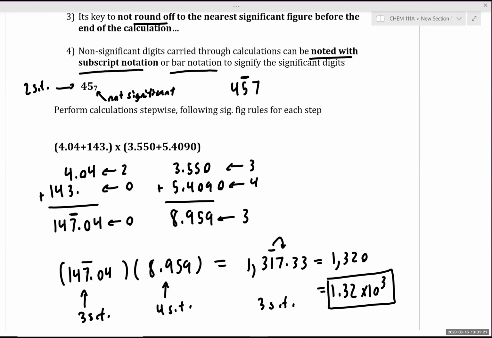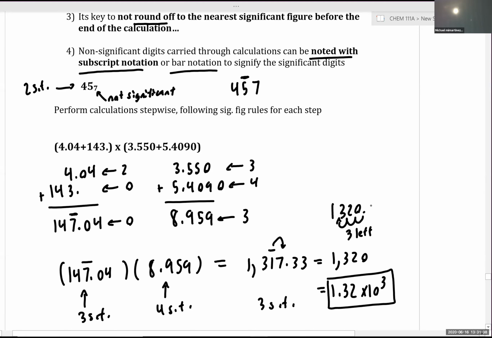Yeah. Perfect. I'm not understanding how we got the 1.32 times 10 to the third. So 1,320, if we move our decimal point to get a number between 1 and 10, we move it 3 spaces to the left, and that in turn gives us a power of 10 to the third. Oh, okay. Does that make sense? Yeah, because the decimal has to go after the first digit. Yes.